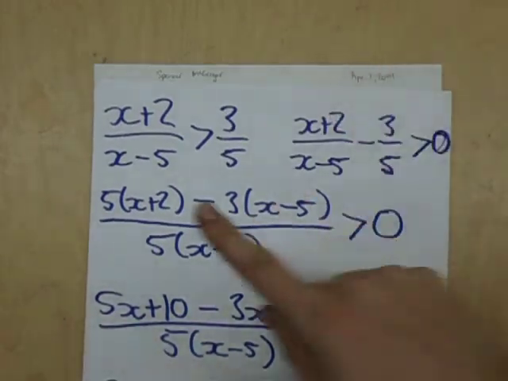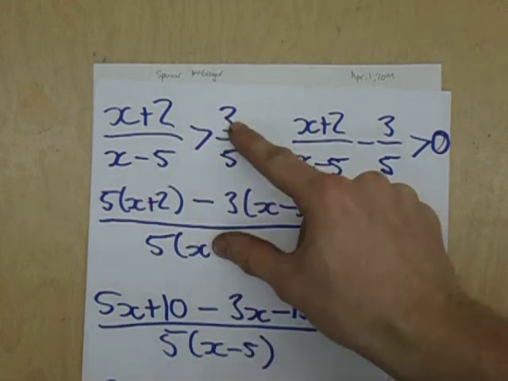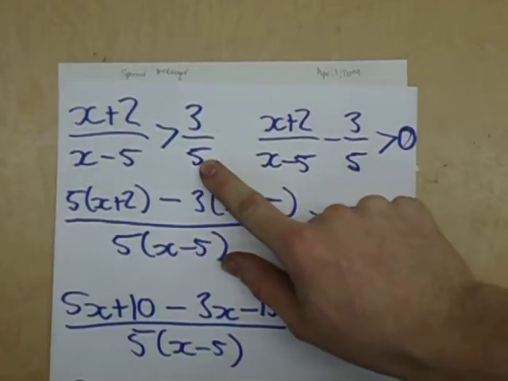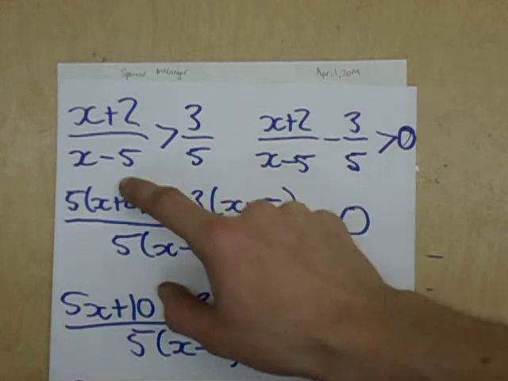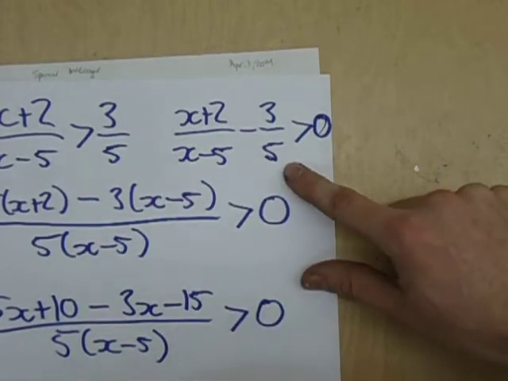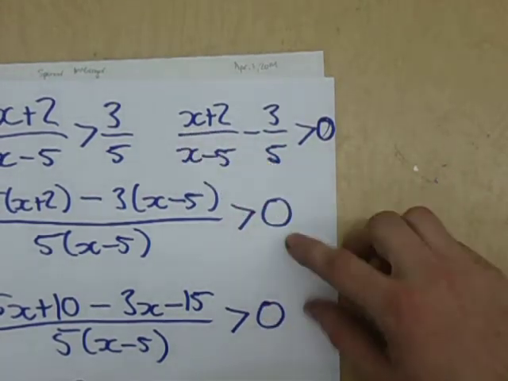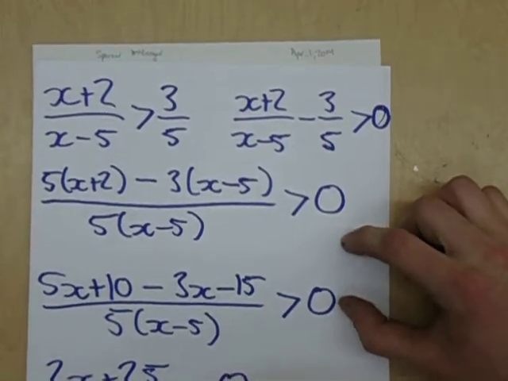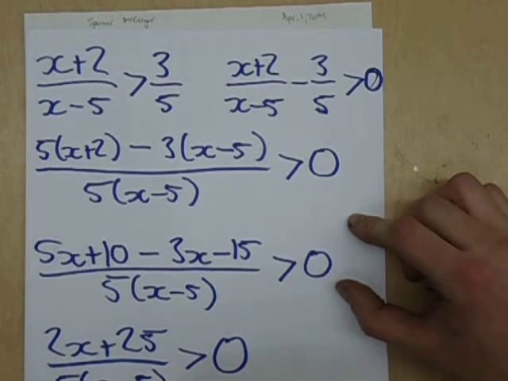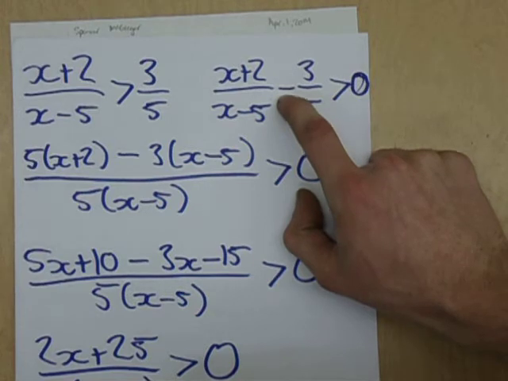Okay, so we're going to jump right in here. We were given the problem x plus 2 over x minus 5 is greater than 3 over 5. And to get this to be one rational function, we have to bring this over, as I did here. So we bring it over, it becomes negative. So x plus 2 over x minus 5 minus 3/5. Now we have to get the same base, because to subtract we need the same base.